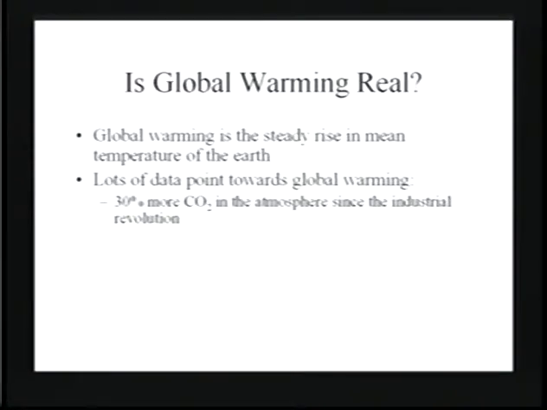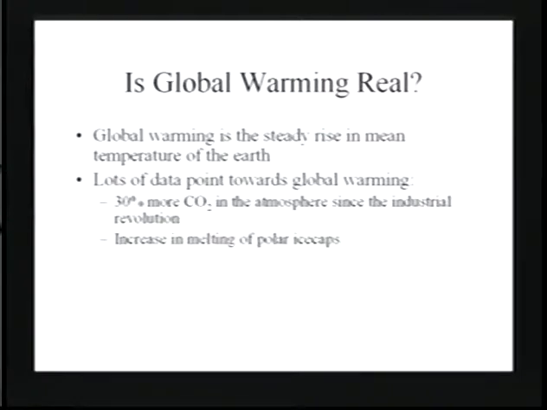Carbon dioxide is a greenhouse gas. What that means is that heat energy can get through it to the surface of the Earth. But when that heat energy radiates back out, carbon dioxide causes it to bounce back towards the Earth. It can't get out. Right? So that's what would contribute to global warming.